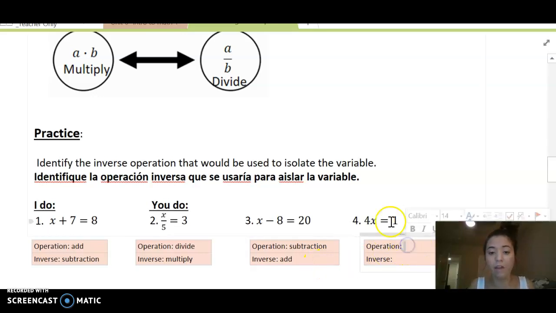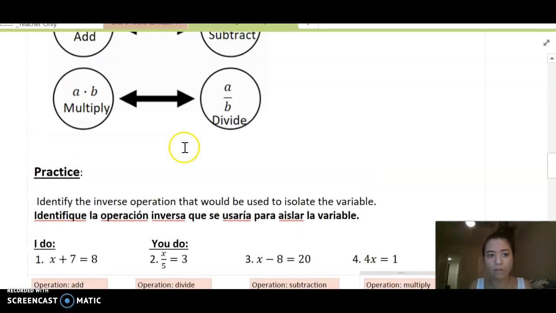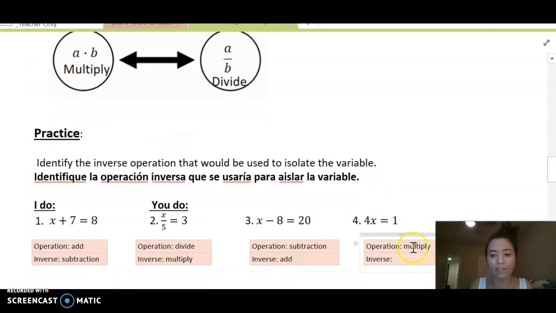And then lastly, I have a 4 and then an x right next to it. So again, here you want to think, what operation is it when they're right next to each other, when they're touching, when you can't see anything? Hopefully you got that it was multiply. So right now we have multiply by 4, and the opposite of multiply is to divide.